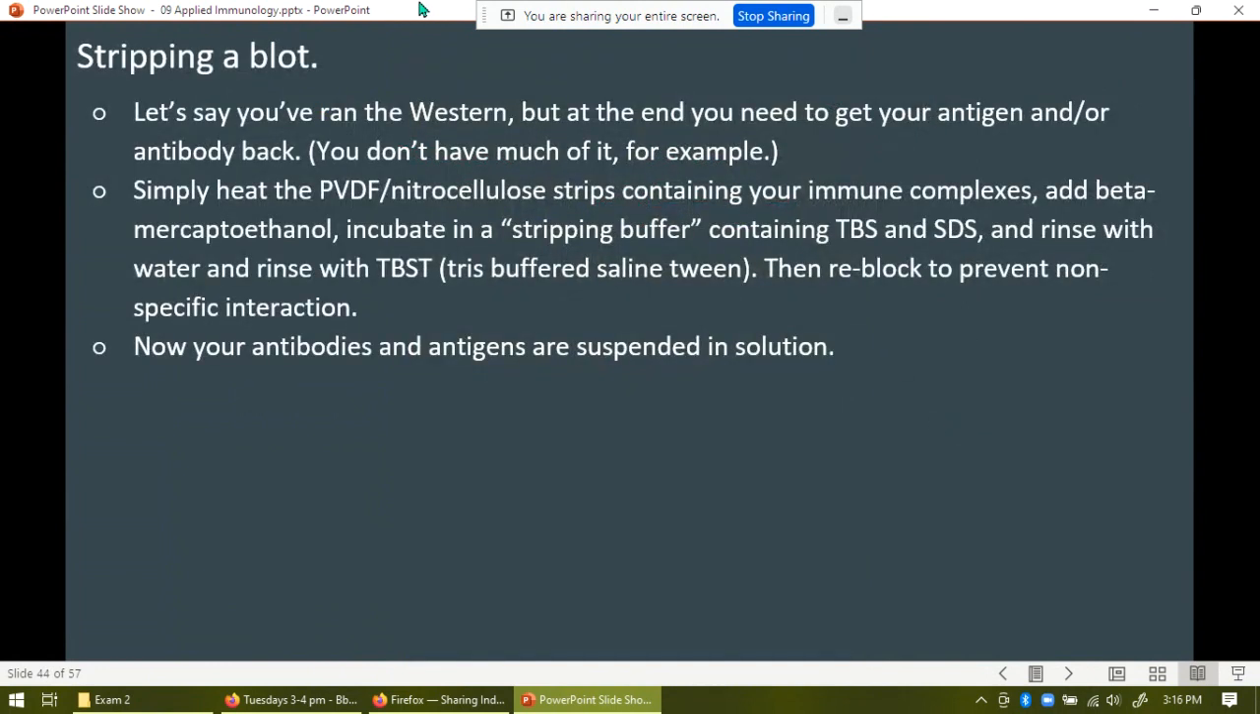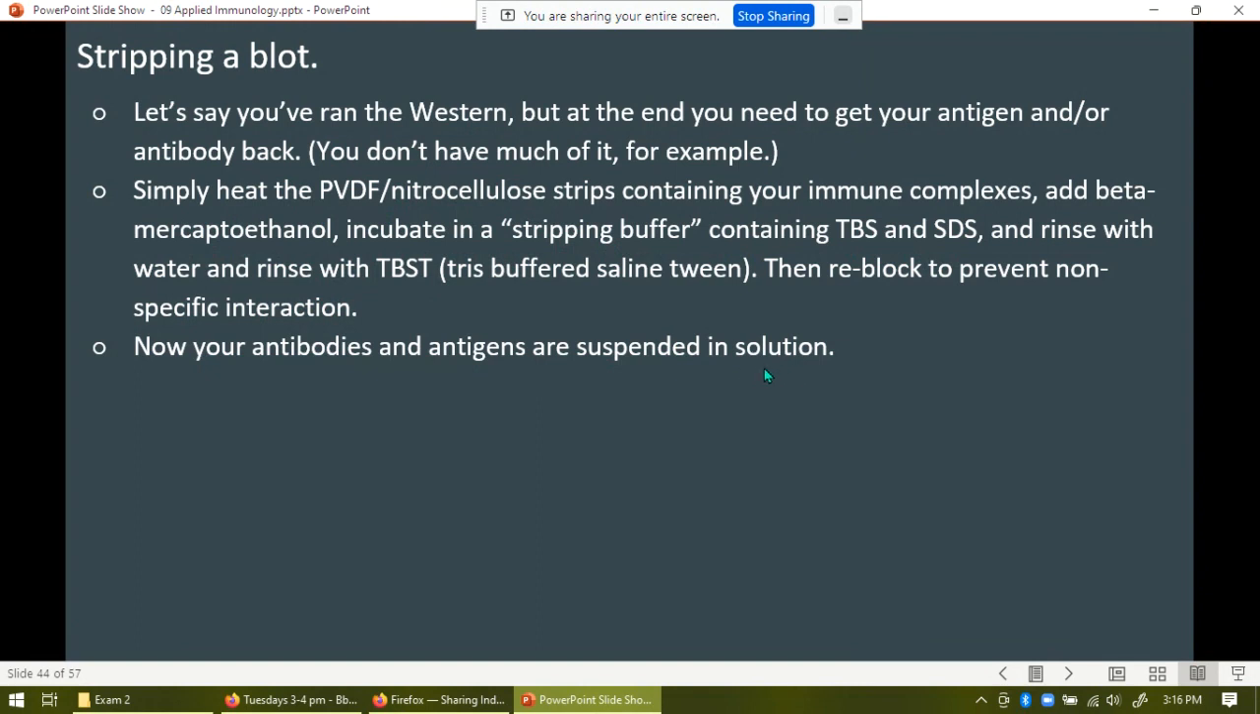In some cases, you want to get your antigen or antibody back. And when you want to do that, you perform this thing called stripping your Western blot. For example, you might not have very much antigen or very much antibody, so you might want to get it back. So what you're going to do is you heat the PVDF or nitrocellulose, you add beta-mercaptoethanol, and you incubate in a stripping buffer that contains TBS and SDS, and then you rinse with water and rinse with TBST. Then you reblock, and your antigen and antibodies are resuspended in solution.